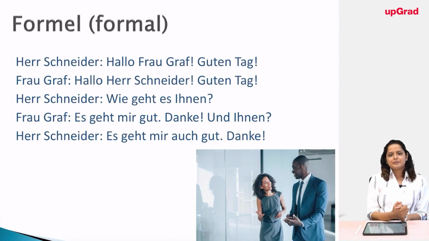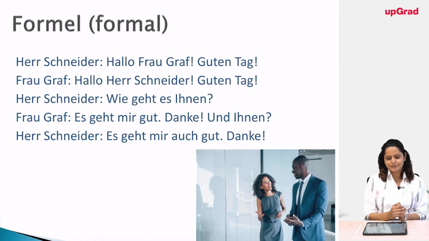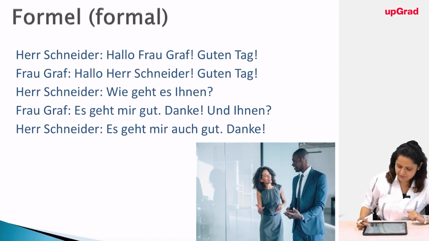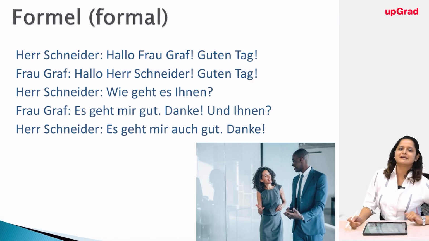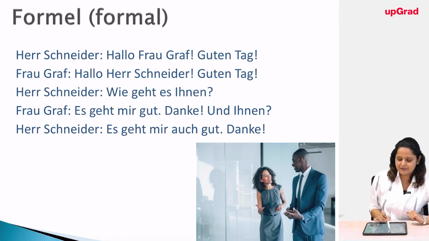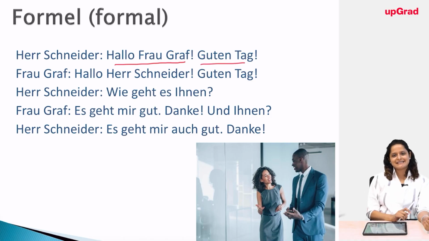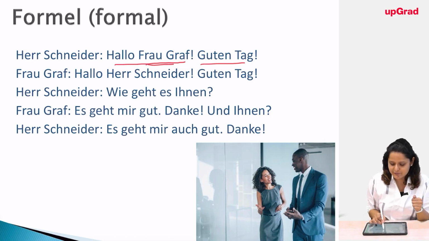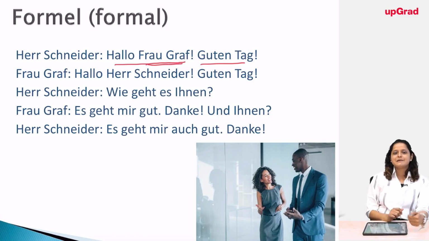So when we talk to people with whom we are formally related, our conversations tend to change a little bit. Although we ask them the same things, the way we ask, it's going to be different. So let's take a look. So we have a conversation here between two people who are working in an office. So you start with, Hallo Frau Schneider, guten Tag. So whenever you are addressing a person formally, we usually use the term Frau for women, which is like saying Miss. So when I say Frau Graf, as we can see here, Frau Graf means Miss Graf.